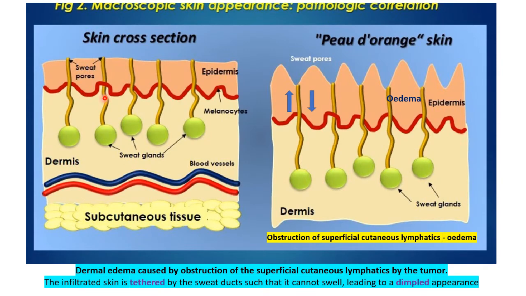Okay, this is a slide that shows you the changes that take place in peau d'orange. This is a normal skin with the sweat glands and their pores, and the ducts. This is the subcutaneous tissue, and here in peau d'orange, dermal edema occurs as a result of superficial cutaneous lymphatic obstruction by tumor. So as a result, the epidermal thickness increases.